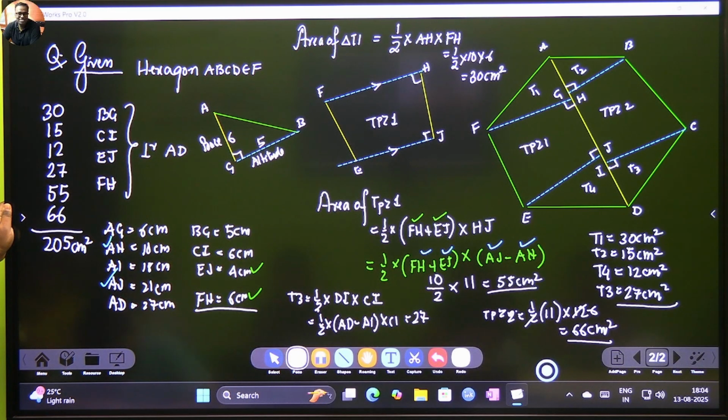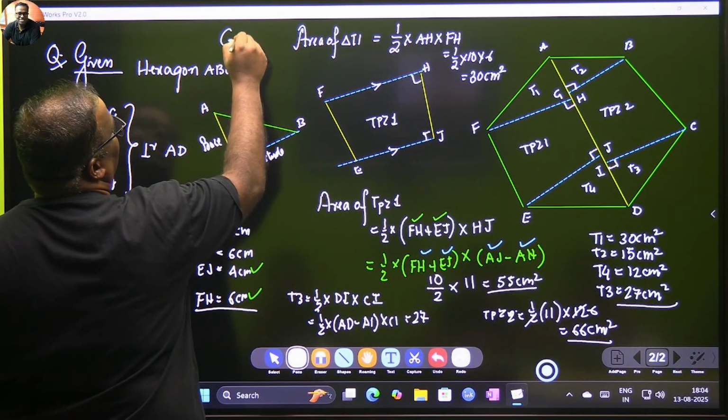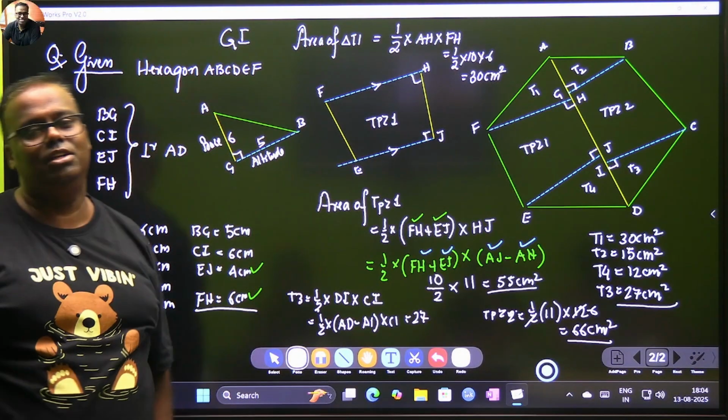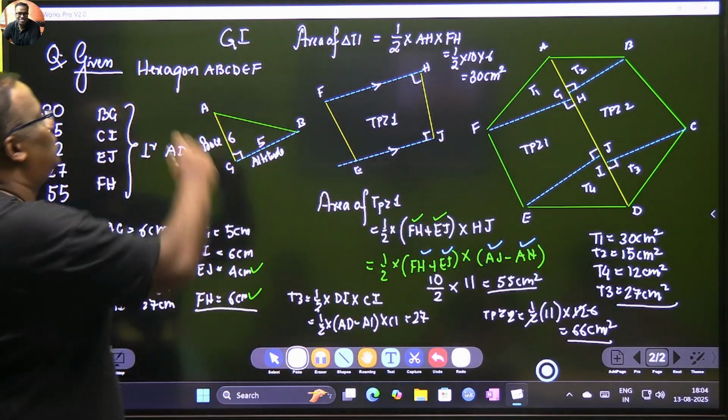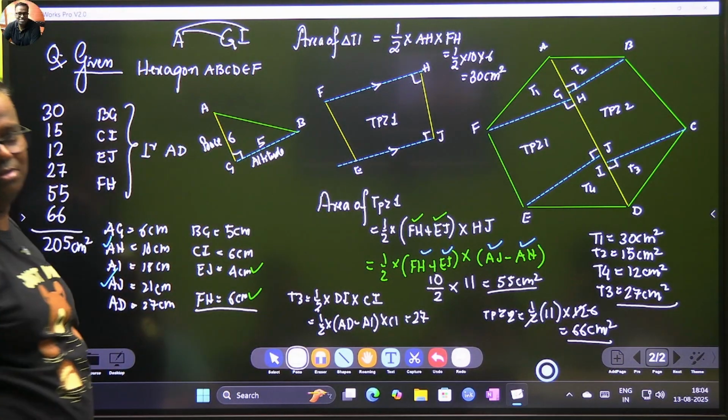Which one? GI is AI minus AG. Look, let's do it this way. What do you need to find? GI. Don't look at the figure also. G and I originate from where? A. So take A as their BAP. AI minus AG. Simple.